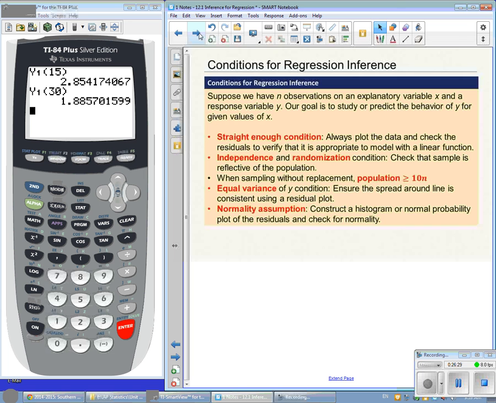Independence and randomization, again, because we're dealing with different data points, you want to make sure, and so this condition is the same as it's been. Independence and randomization. Also, when sampling without replacement, you want to make sure your population is at least 10 times the sample size. So these 3 conditions are the conditions that we've been seeing the whole time. The other 2, so this straight enough condition you're going to show in your scatter plot.